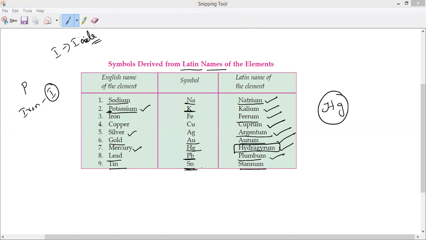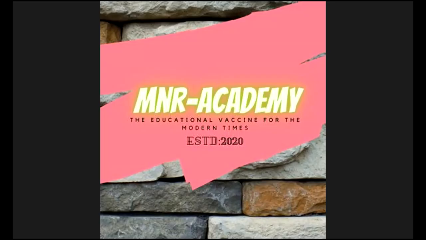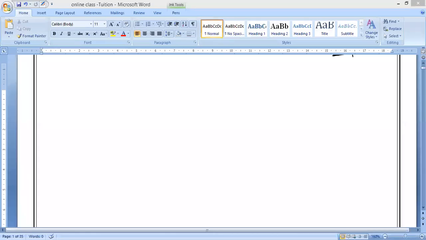For example, in class 10th, the metals and non-metals chapter, it will come again. Most of these elements are present in the metal activity series, which you may have studied in class 8, correct? So that is the reason you should learn these elements along with the Latin names and Latin symbols. Some symbols are derived from English names of the elements and some from Latin names of the elements. That is what you have to remember.